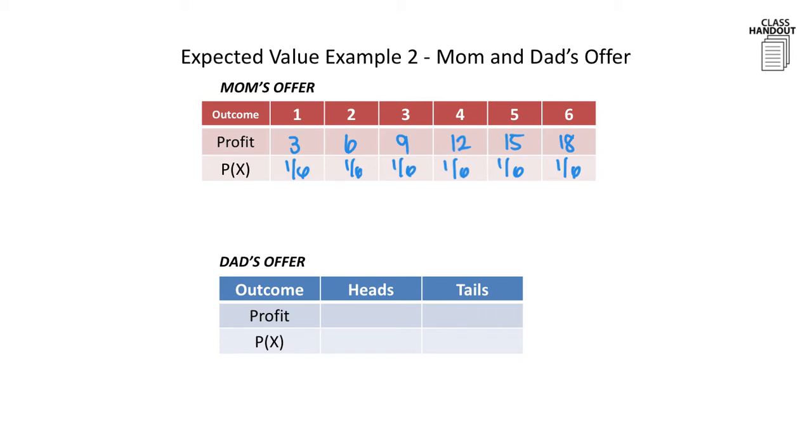For dad's offer, what it was is if you roll heads, you get $20. And if you roll tails, you win nothing. And we know the probability of rolling heads is 1/2. The probability of rolling tails is 1/2. So now that we know how to calculate the expected value, we can calculate the expected value of each situation and figure out what is a better deal. So remember, to calculate expected value, take the profit and multiply that by the probability. And since mom and dad aren't charging us to pay to play, we don't have to take that into account.